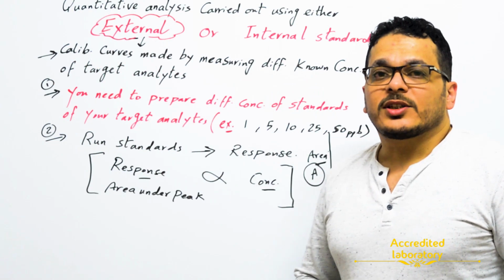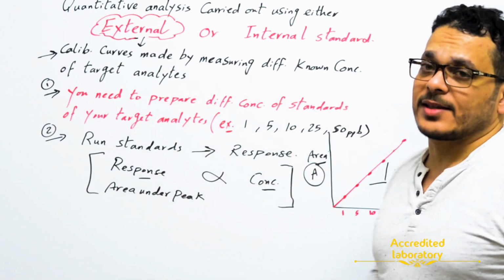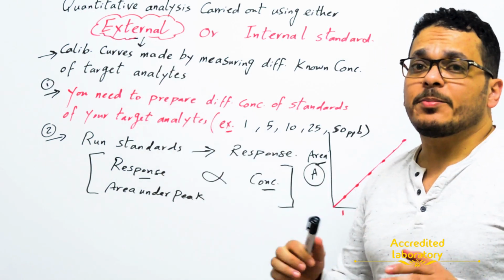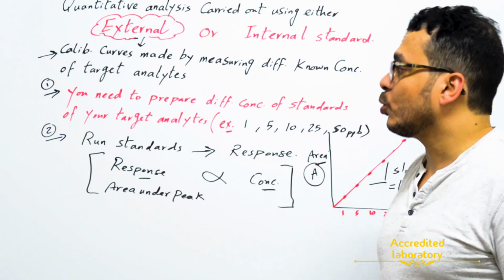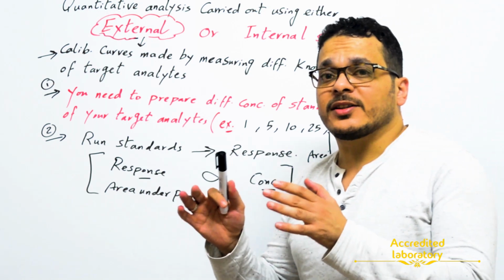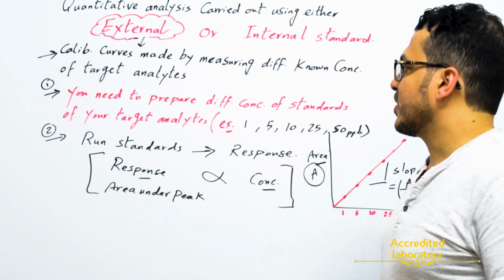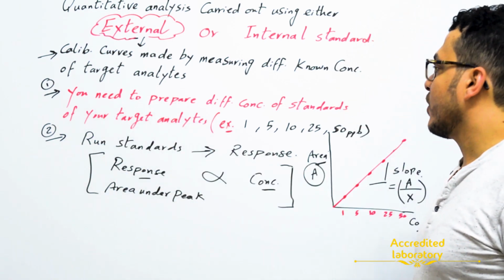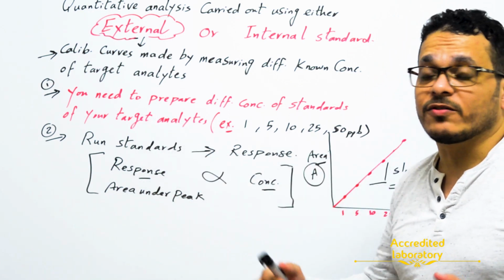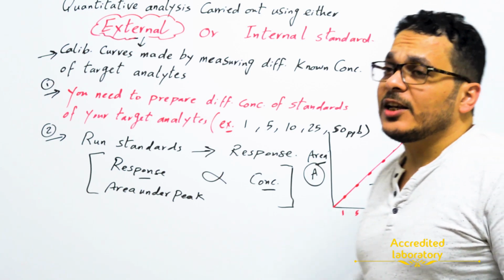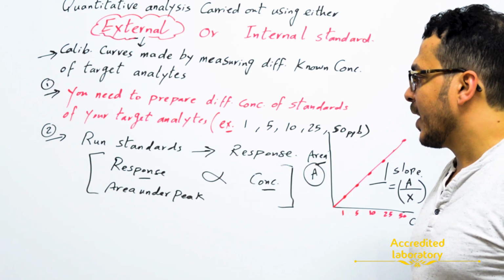And we should know that quantitative analysis is carried out using either external or internal standard. For external standards, calibration curves are made by measuring different known concentrations of your target analytes. You will prepare different concentrations of your target analytes and run them on the instrument. First, you need to prepare different concentrations of standards of your target analytes, as an example 1, 5, 10, 25, 50 ppb, and then you will run these standards on the instrument to get the response by the detector.